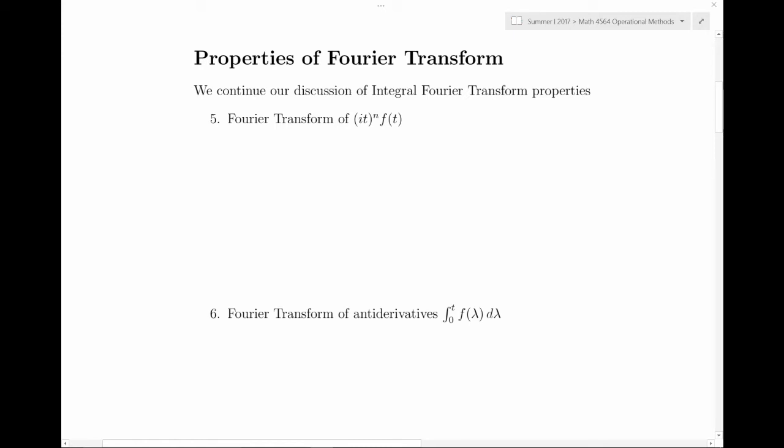Hello and welcome to our next lecture. Today we'll continue our discussion of the properties of the Fourier transform, of which there aren't many left.